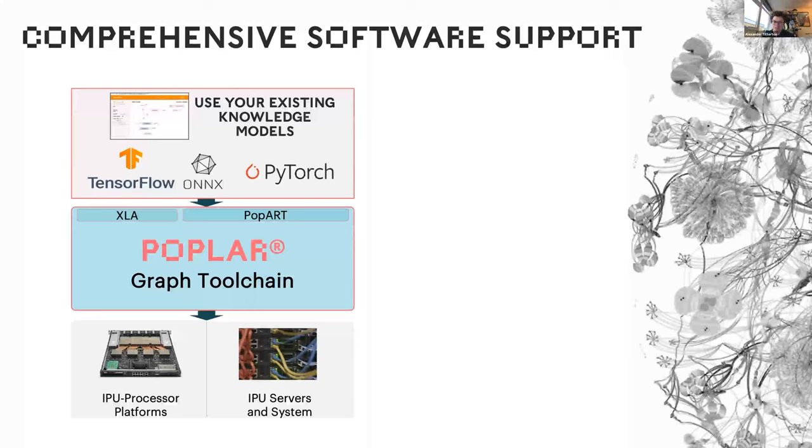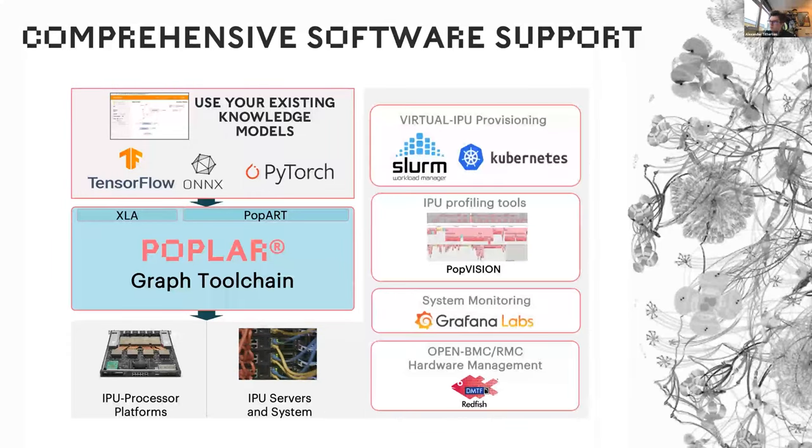On top of these, we'll have a quick look at the lower level part of the software stack as well, because we do have all of that available to the user. Just to note a few extra things that we have support for here. We're working very hard on getting Slurm and Kubernetes support. These are in a beta release at the moment. So for large scale deployment, that'll be really handy.